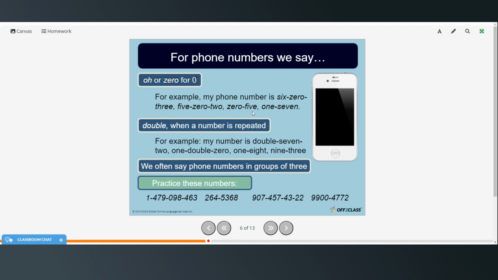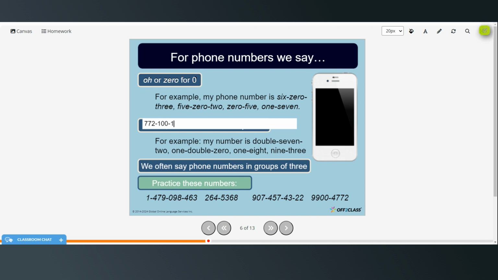Double is when a number is repeated. For example, my phone number is 772-100-1893. So in numbers, that would be 77 would be 77, and then 2, 772, 100, 1893. That's how you would write that in numbers.